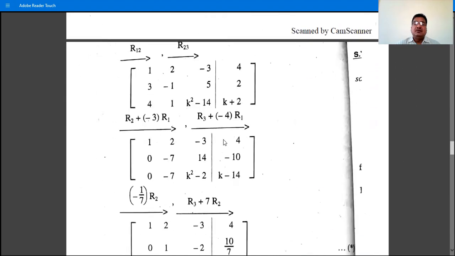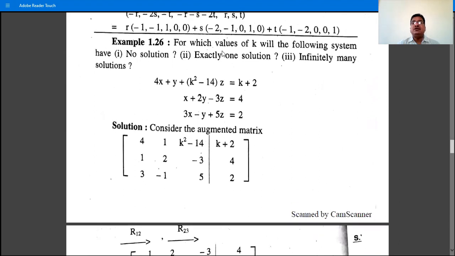So this is the question. For which values of k will the following system have no solution, exactly one solution, and infinitely many solutions? So this is the system.